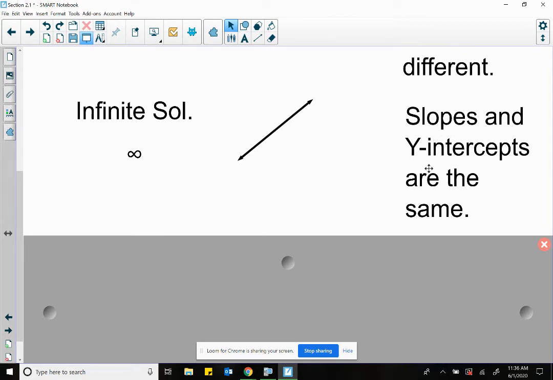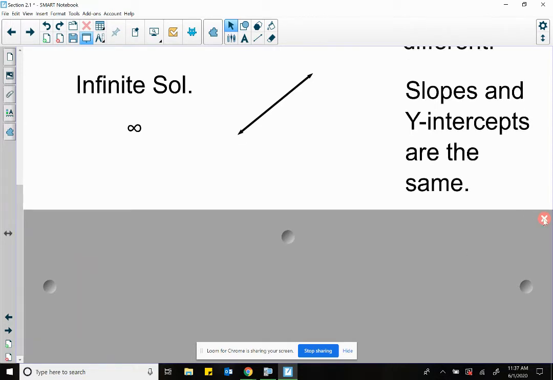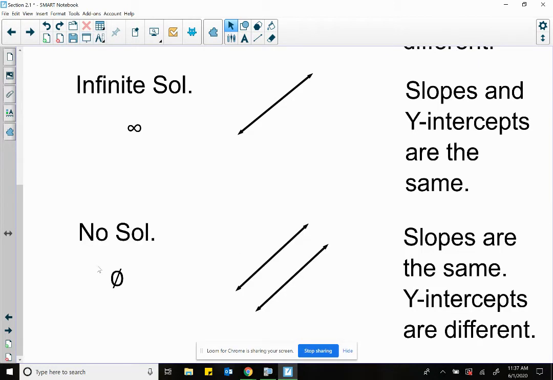Equations, the slopes and the y-intercepts are the same, which makes sense because they're the same line. If the slopes and the y-intercepts weren't the same, then they wouldn't be infinite. They would look like two different lines. Okay? And then last but not least, we have, you guessed it, no solutions.